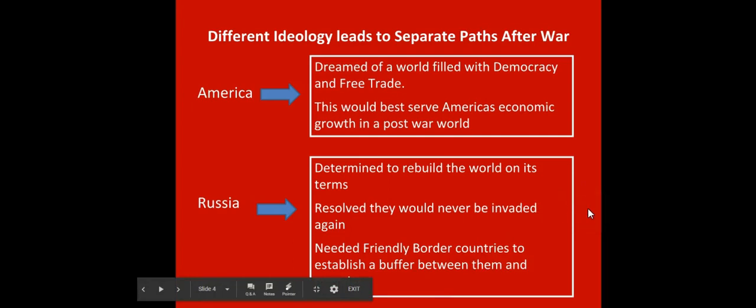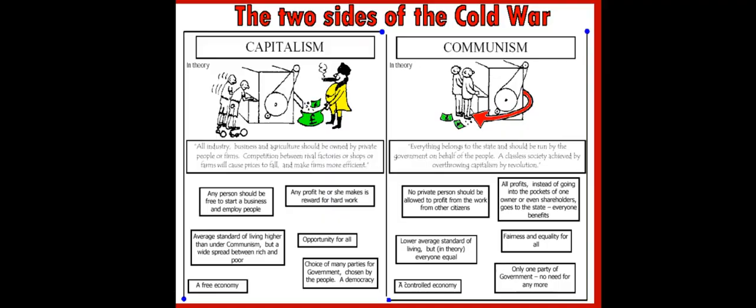So these are the different ideologies. America wants free trade. Everybody has their rights, and in Russia, people have rights too, but they're limited, and we want everybody to have the same amount of money. It's that whole kind of basic idea. Also, Russia wants to make sure they're never invaded again, because remember, Germany had invaded them, and so they want a nice buffer border so that nobody can attack them again. And this is just kind of a reminder about capitalism and communism, kind of those differences.